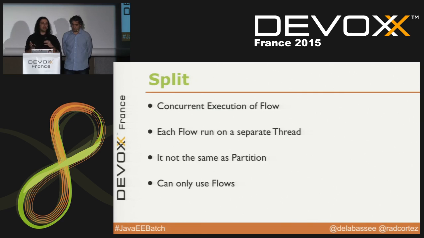The split is something that you can do to have concurrent executions of a flow. You can think of that as kind of a partition, but it's not exactly the same, because what it's going to do is fork your execution path and execute two different things, while the partition executes the same thing, but using different data. But the same as partition, each flow runs on a separate thread.